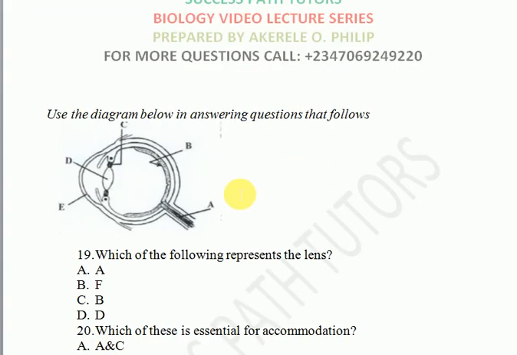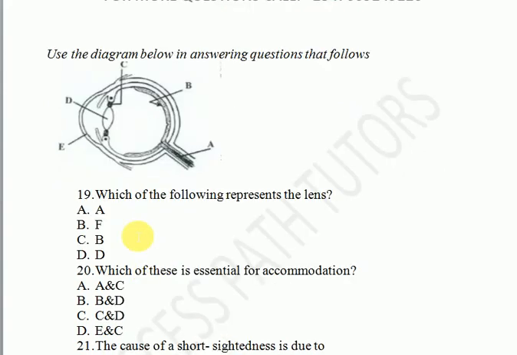Looking at this diagram, this is the eyeball. I would like to just label this first. A is optic nerve, B will be retina, C will be suspensory ligament, D will be lens, E is cornea. Now these 3 layers, 1, 2, 3: this will be sclera, second one will be choroid, last one will be retina. Alright, which of the following represents the lens?